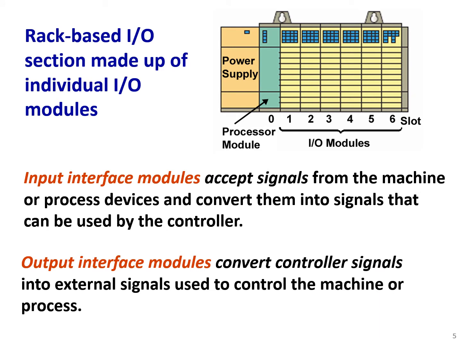Rack-based I/O section made up of individual I/O modules. So you see on the rack, we could have input-output modules installed separately. Input interface modules accept signals from the machine or process devices and convert them into signals that can be used by the controller. Output interface modules convert controller signals into external signals used to control the machine or process.